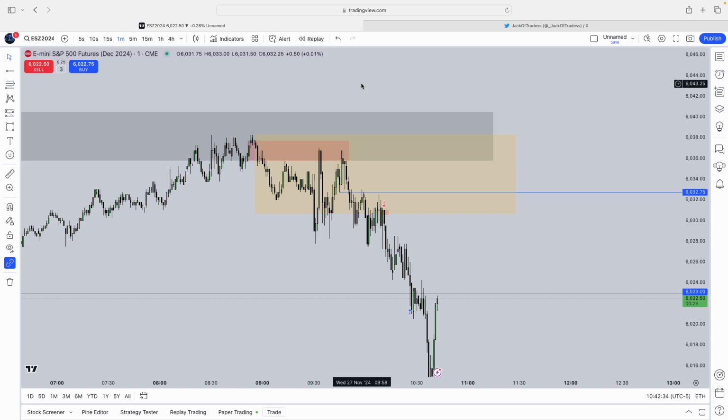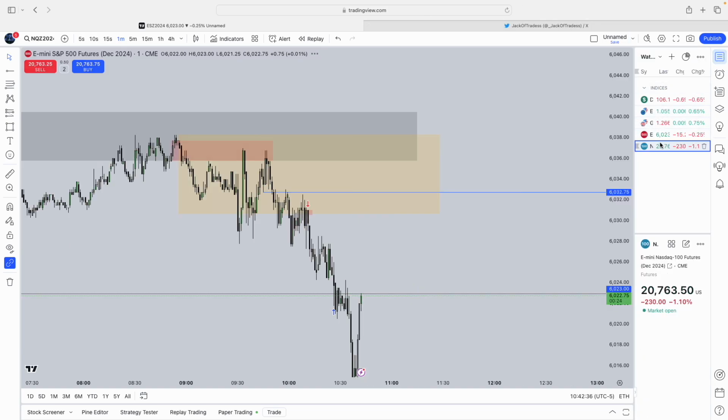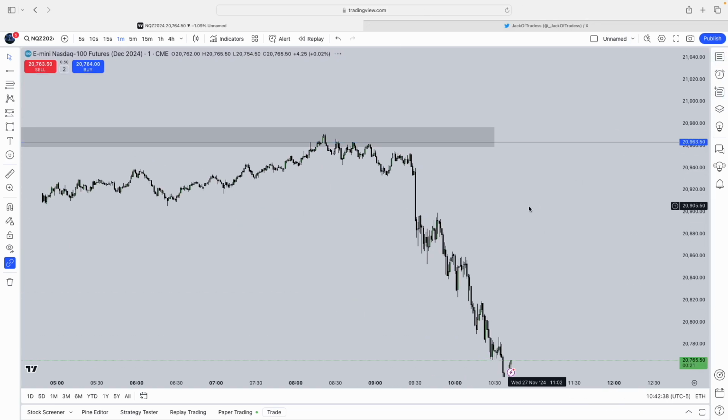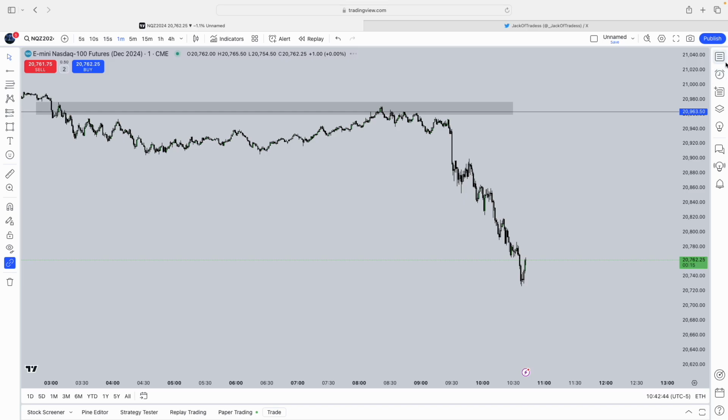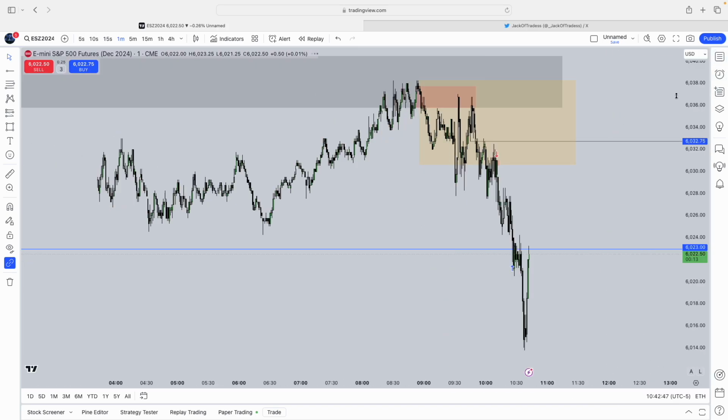And if you take a look at Nasdaq, it absolutely melted from the open here. So look at this, 9:30 open, starts melting down. So I had a feeling ES as well would want to catch up.